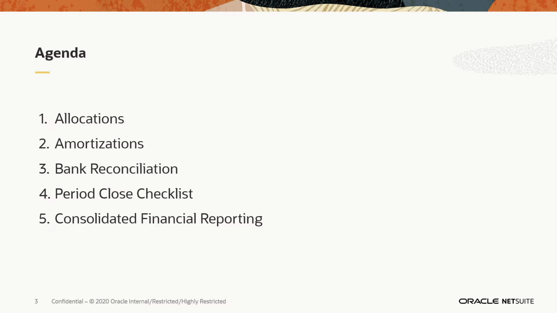And then when we're done with bank rec, we'll talk about the period close checklist. This is a really nice, easy to use tool that kind of lines out the different processes or tasks that need to take place in order to close the period within NetSuite. And then finally, we'll finish off by looking at a financial report and showing how we can do consolidated reporting inside of NetSuite's reporting tools. So let's go ahead and get started.